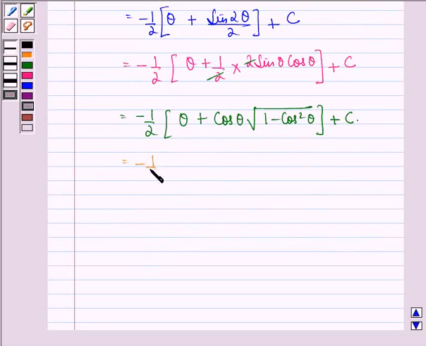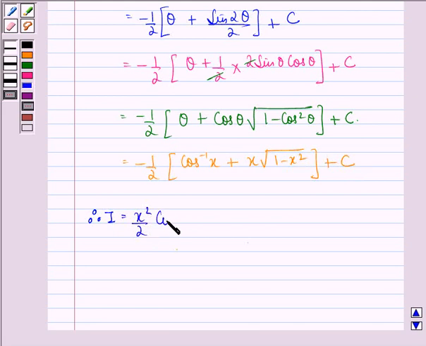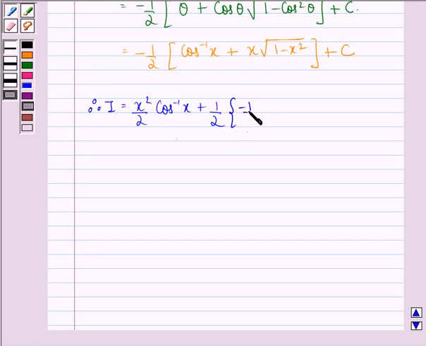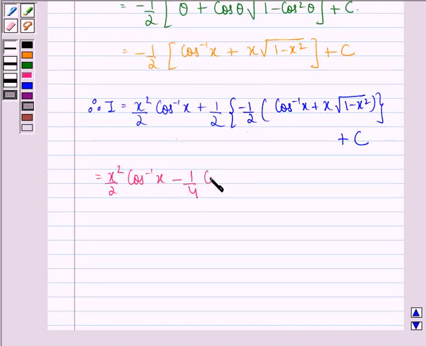This is equal to minus 1 by 2 theta, where theta was cos inverse x, plus x into square root of 1 minus x square plus constant c. Therefore, we can say that I is equal to x square by 2 cos inverse x plus half of minus 1 by 2 into cos inverse x plus x into square root of 1 minus x square plus c. This is equal to x square by 2 cos inverse x minus 1 by 4 cos inverse x minus 1 by 4 into x into square root of 1 minus x square plus c.